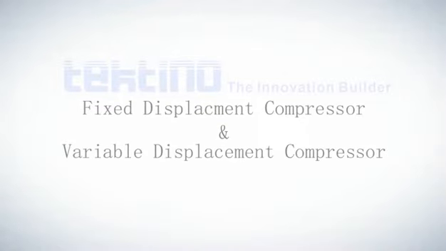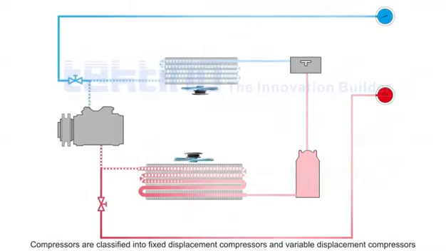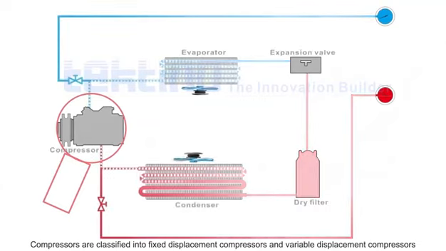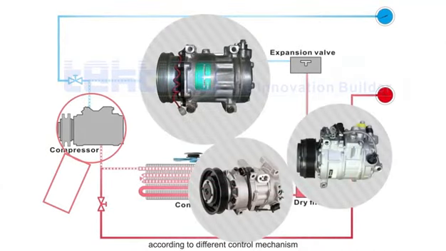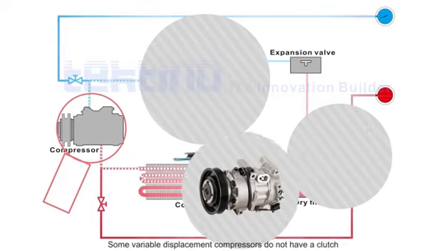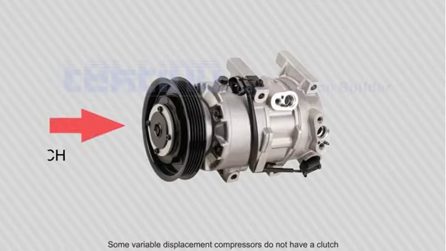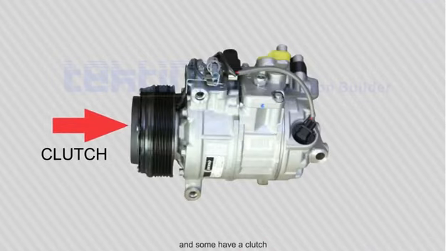Fixed displacement compressor and variable displacement compressor. Compressors are classified into fixed displacement compressors and variable displacement compressors according to different control mechanisms. Some variable displacement compressors do not have a clutch, and some have a clutch.